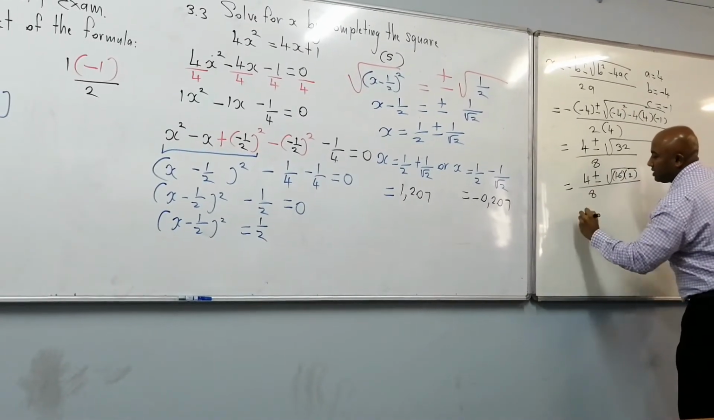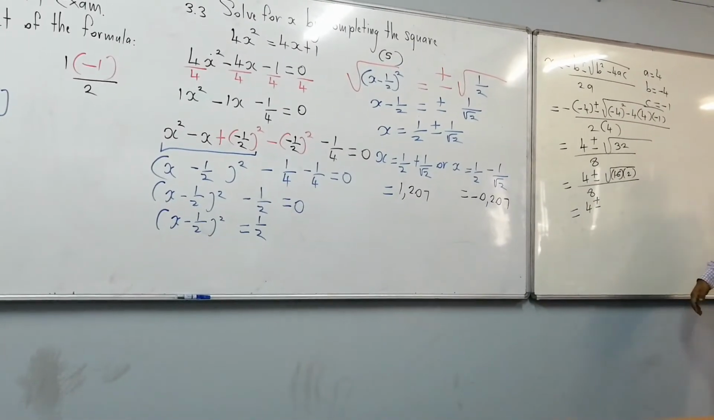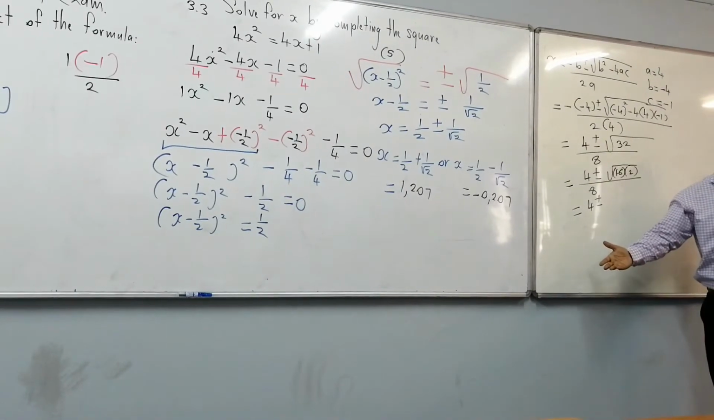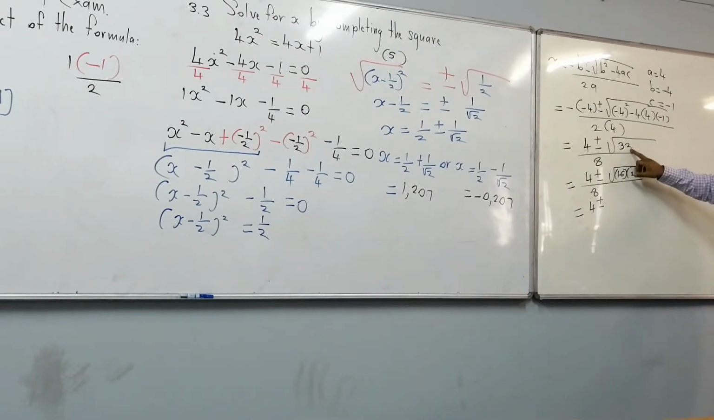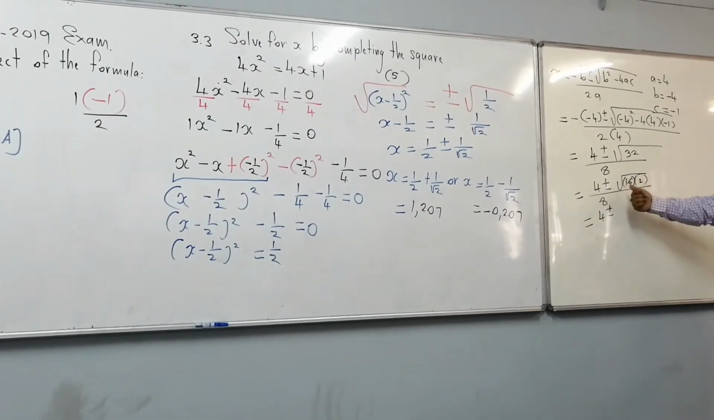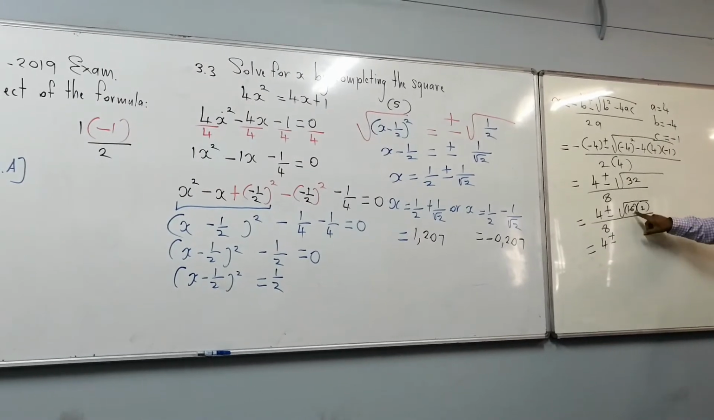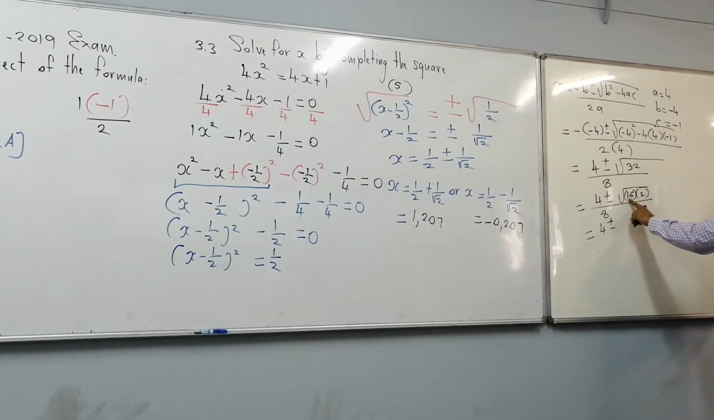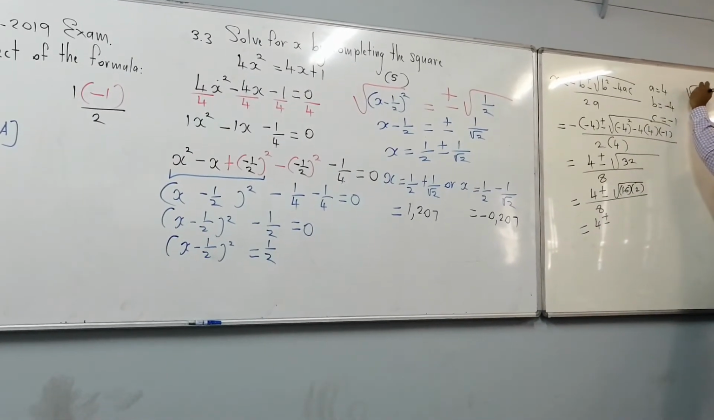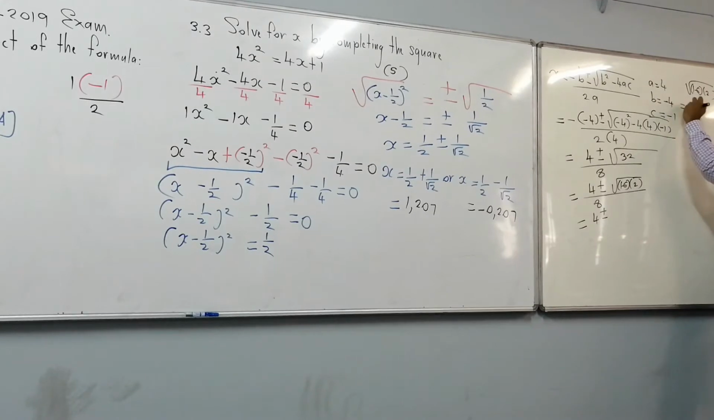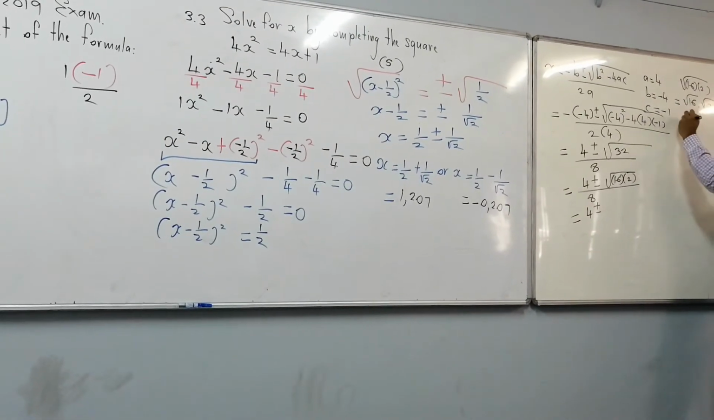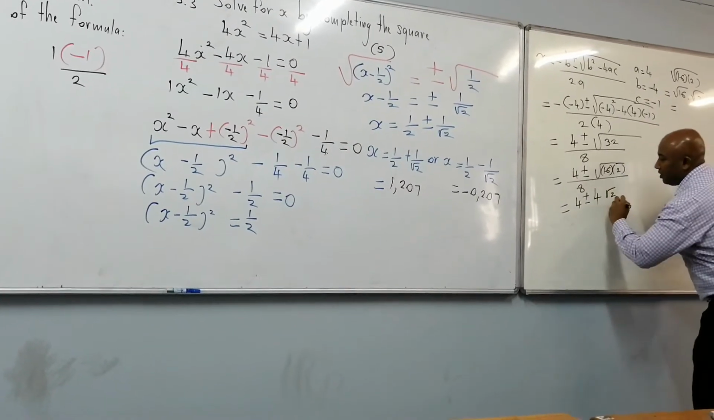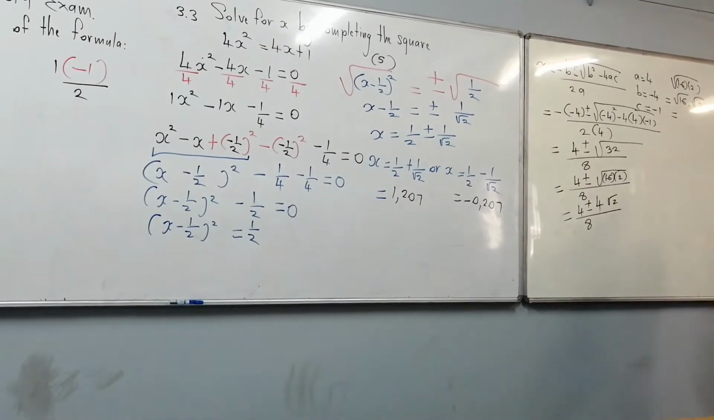All divided by 8. So I'm just doing it without a calculator as far as possible, just to show you, just in case a question like that comes up. So what I did was, 32 is 16 times 2. Why am I writing it as 16 times 2? Because 16 is a perfect square. So the square root of 16 times 2 means the square root of 16 times the square root of 2. The square root of 16 is 4, so 4 root 2, all divided by 8 there.